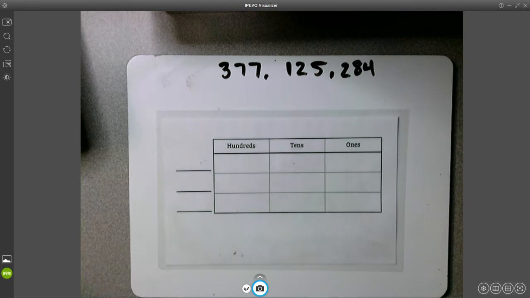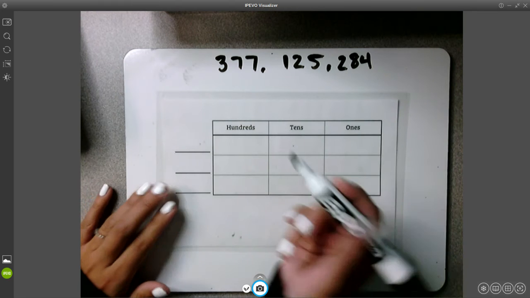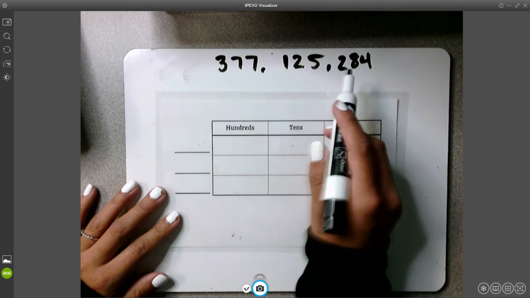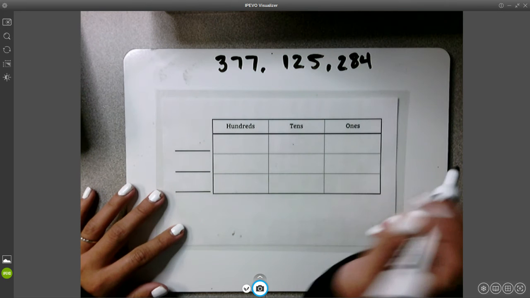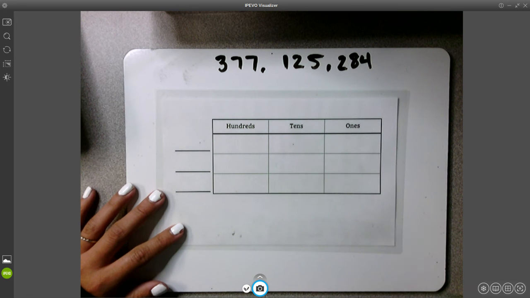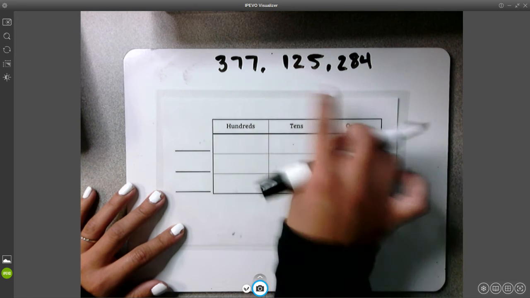All right. I'm going to show you how to put numbers in order using this chart. On these lines, my numbers are going to go. I have to put these numbers in order from least to greatest. So my smaller number is going to go first, and my biggest number is going to go last. I'm going to use these lines to put in these numbers.